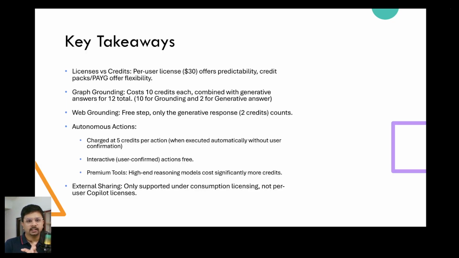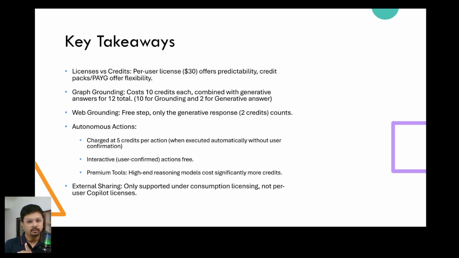What are licenses versus credits? A per-user license requires $30. That license offers predictability, but credit packs, which are a pay-as-you-go model, offer flexibility. So if you have predictable use, always go with the license pack, but if you don't have the exact number or have unpredictable use, then go with the pay-as-you-go model.